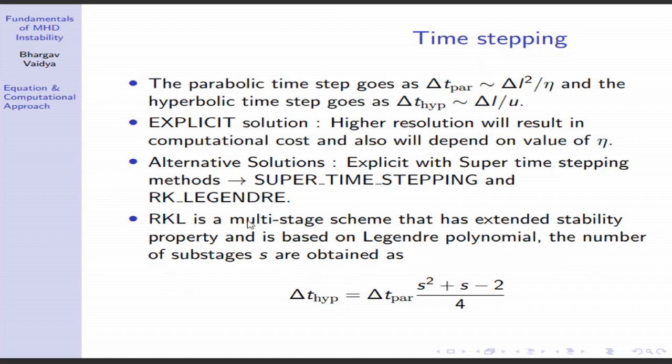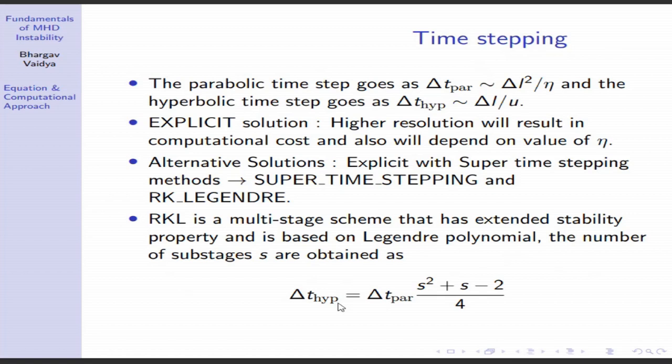So the super time stepping and Runge-Kutta-Legendre method is based on bounds of mathematical expressions called Chebyshev polynomials and Legendre polynomials. What you do is choose a larger time step, and at the same time you also ensure stability at every time step. So Runge-Kutta-Legendre is a multi-stage scheme. It's not like you are simply doing an explicit thing. You are choosing a slightly larger time step, but at each stage you are ensuring stability, and that is ensured by the Legendre polynomials through these stages. The way to do this is that your hyperbolic time step and the parabolic time step are related by these stages, and you can compute the number of stages.